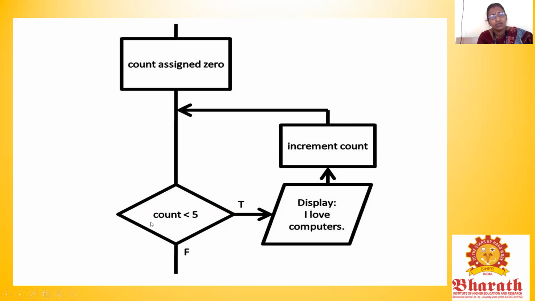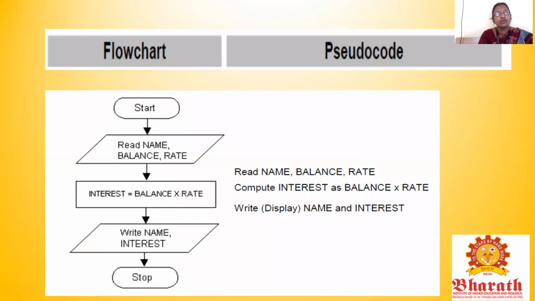Then again, you are coming and checking whether count value is less than 5. If it is true, then we are displaying I love computers. Again, we are incrementing the count value. Again, we are checking whether count is less than 5. If it is true, display I love computers. So like that, the process will go on. When count is greater than or equal to 5, the process will stop. It will move downwards, in the direction specified by the F, that is false. So here the flowchart is given, and the corresponding pseudocode is given.